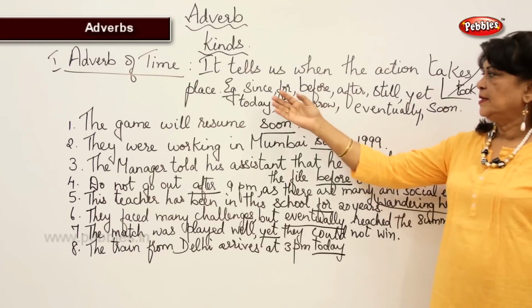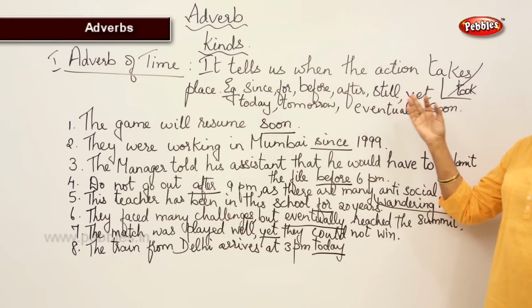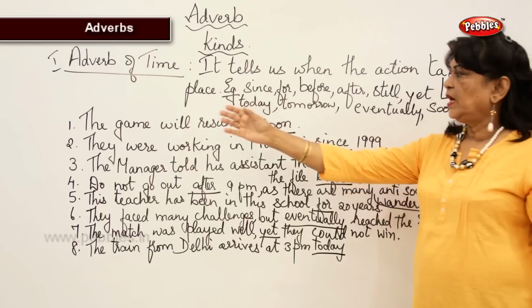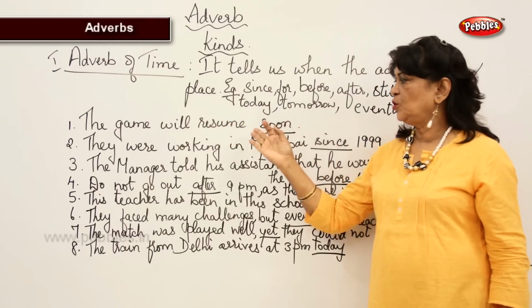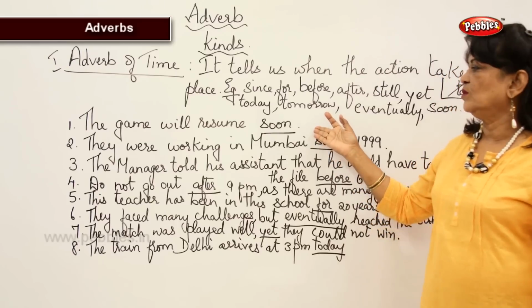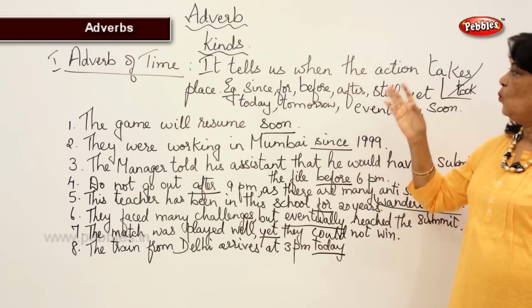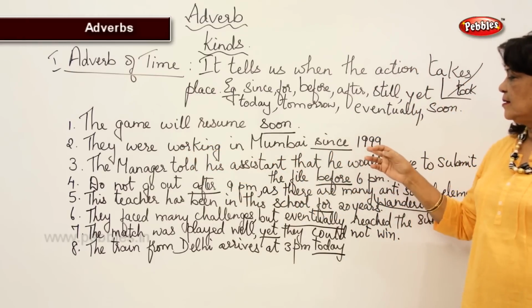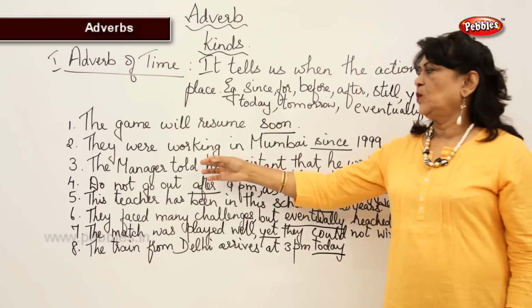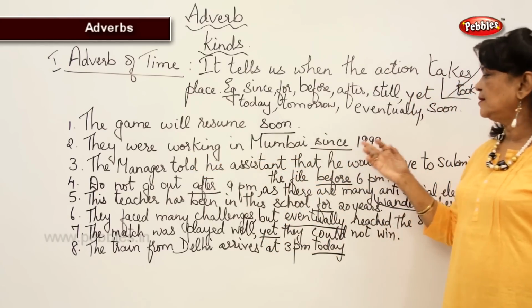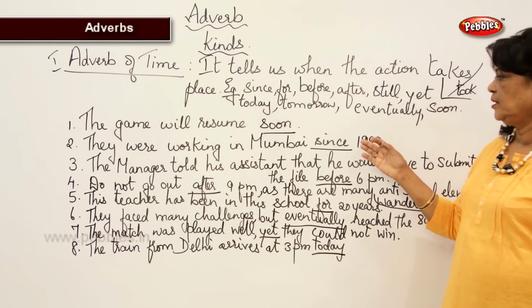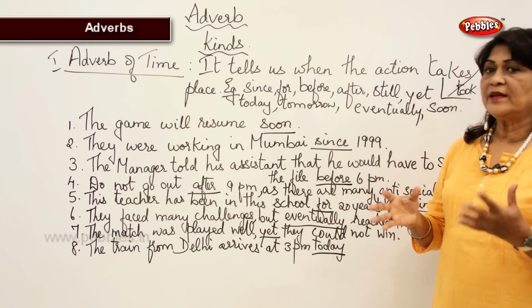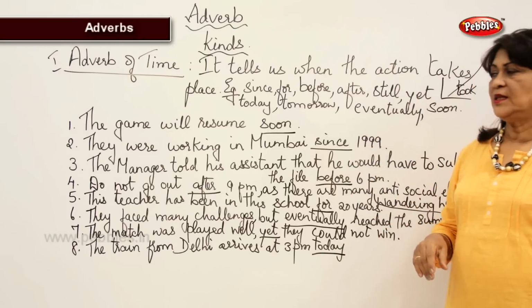For example, since, for, before, after, still, yet, today, tomorrow, eventually, soon. The game will resume soon. Resume means will start again soon. So this talks about when the action will take place. They were working in Mumbai since 1999. That is, working is a verb and since is the adverb. It tells when the action took place. That is, they were working. So when that happened, since 1999.